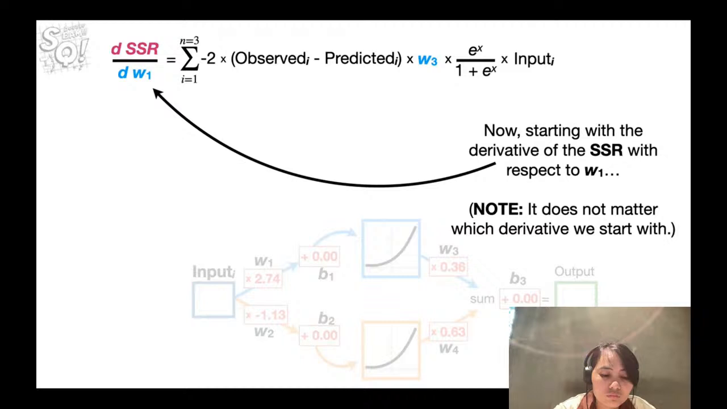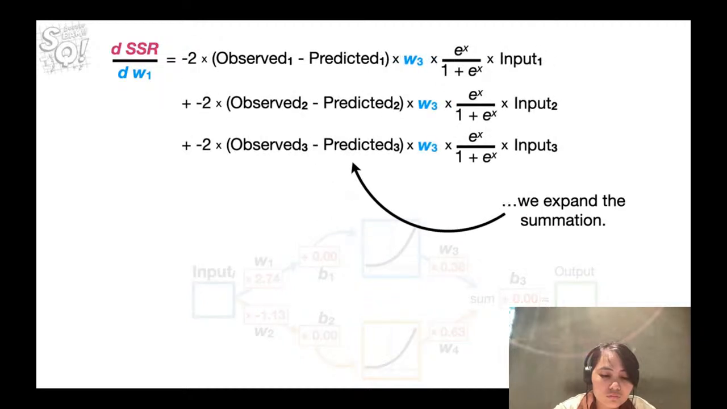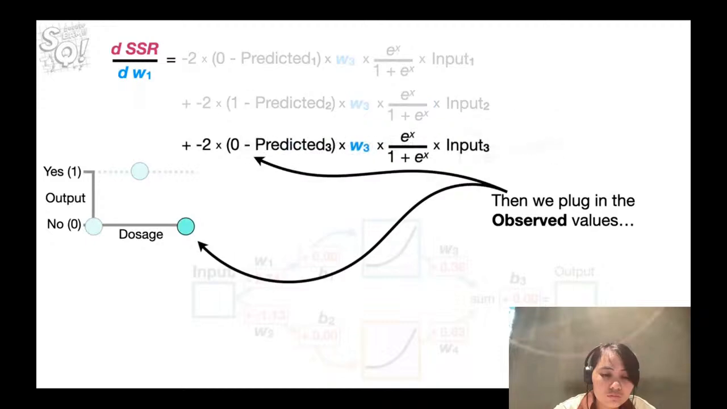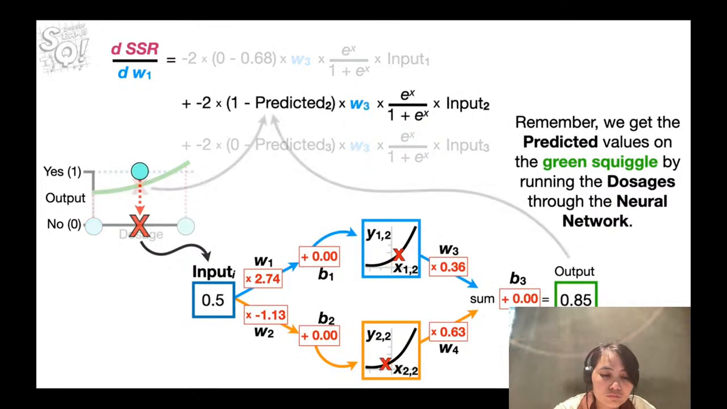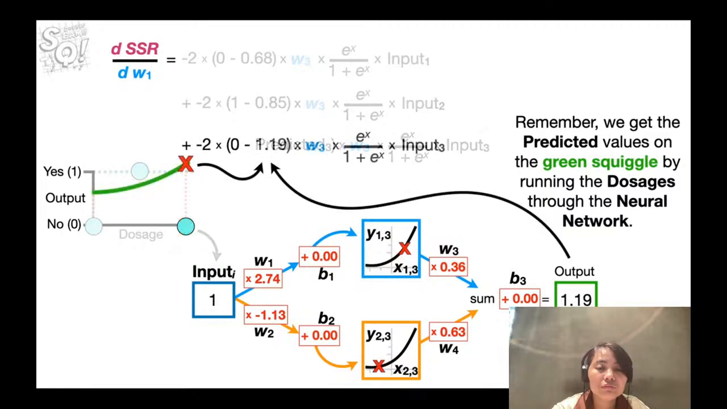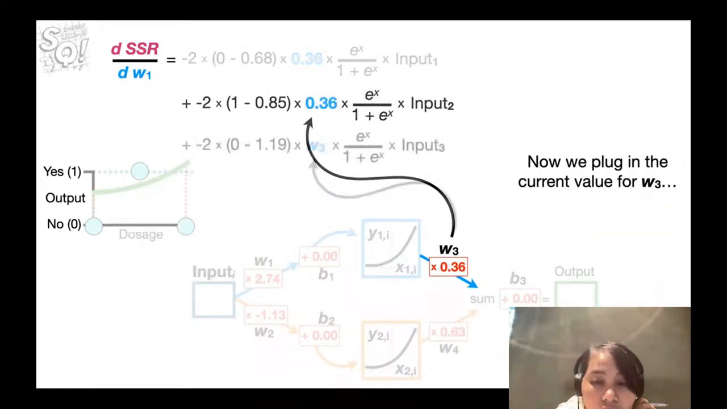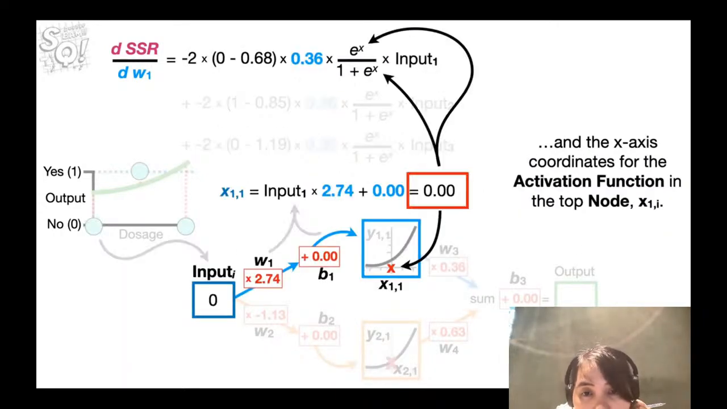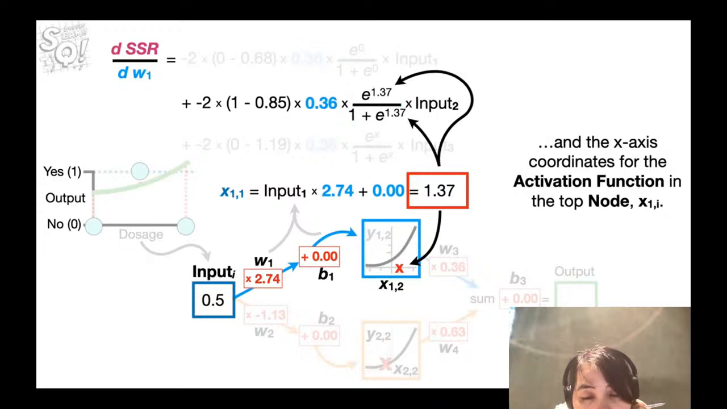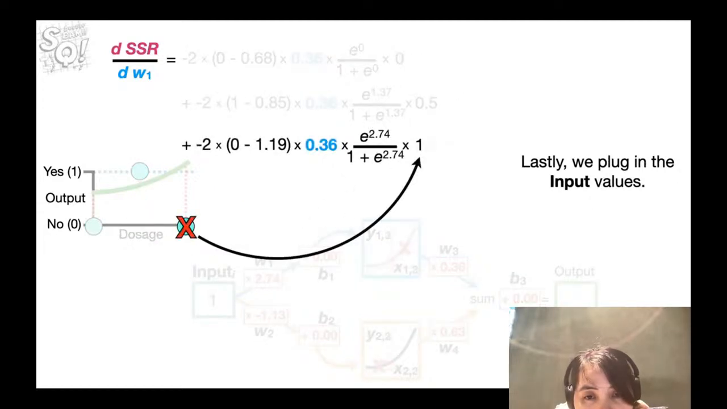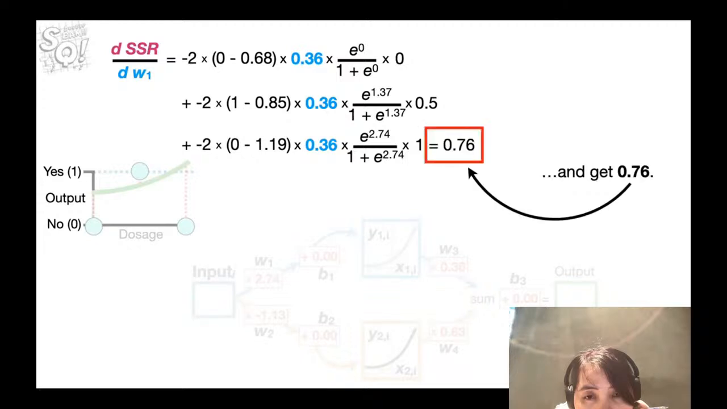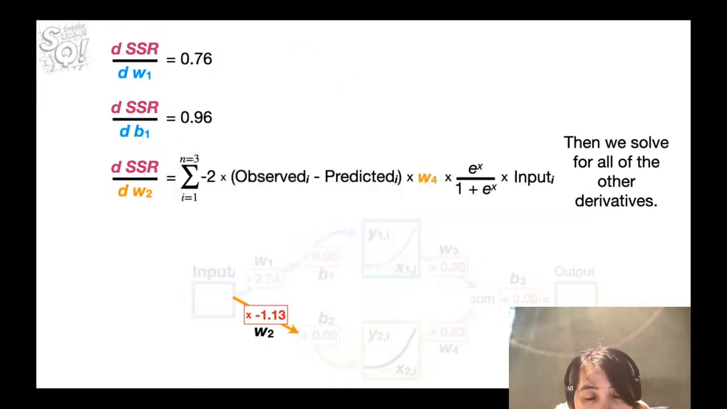Now, starting with the derivative of the sum of the squared residuals with respect to w sub 1, we expand the summation. Then we plug in the observed values, and the values predicted by the green squiggle. Remember, we get the predicted values on the green squiggle by running the dosages through the neural network. Now we can plug in the current value for w sub 3, and the x-axis coordinates for the activation function in the top node, x sub 1 comma I. Lastly, we plug in the input values. We do the math, and get 0.76. Then we solve for all of the other derivatives.